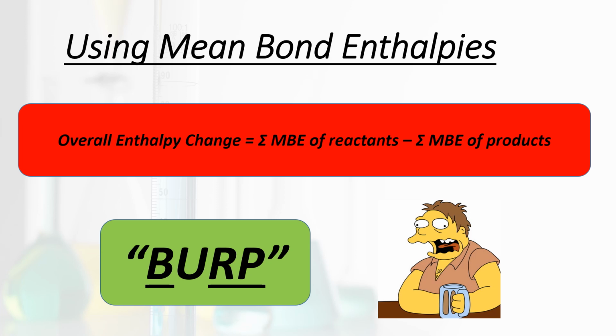So how do we use mean bond enthalpies to calculate enthalpy changes? The easiest way to do it is to simply remember the mnemonic BURP. So our overall enthalpy change, when we're given bond enthalpies as our data, is simply the sum of the mean bond enthalpies of the reactants minus the sum of the mean bond enthalpies of the products. So we calculate what the total mean bond enthalpies of the reactants are, just add them all together. We calculate what the mean bond enthalpies of all the products are, add them all together. And then we do the reactants sum minus the products sum. So if you're given bond enthalpy data, reactants minus products, BURP.